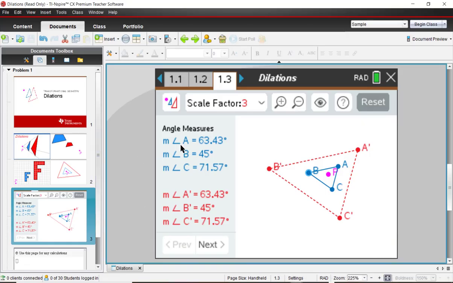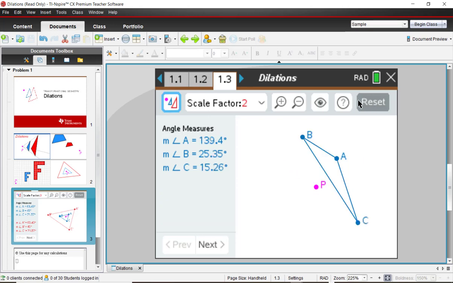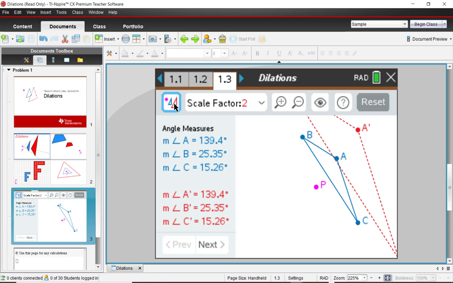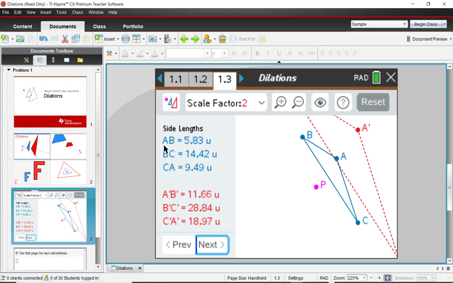So now let's look at number 8. I'm going to go ahead and reset and dilate with a scale factor of 2. And I'm looking at the corresponding sides now. So I'm going to click on Next. You can see it's giving me lengths, and they're kind of nasty numbers, again rounded to 2 decimal places.